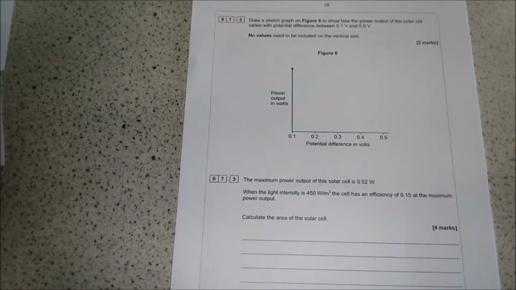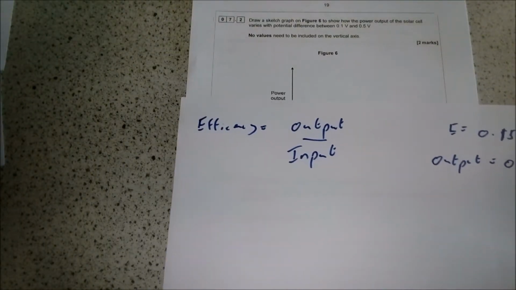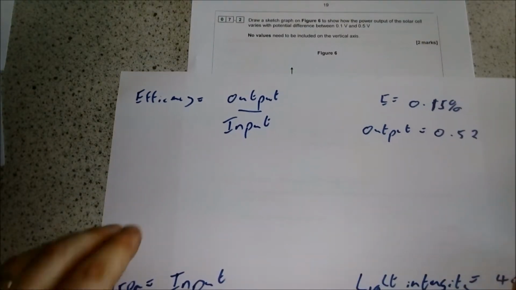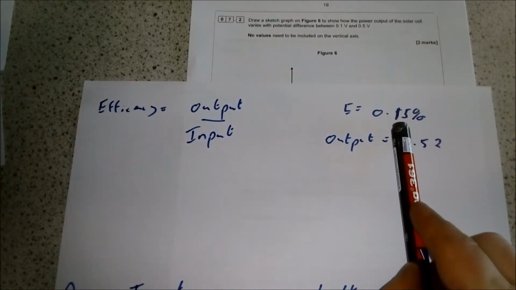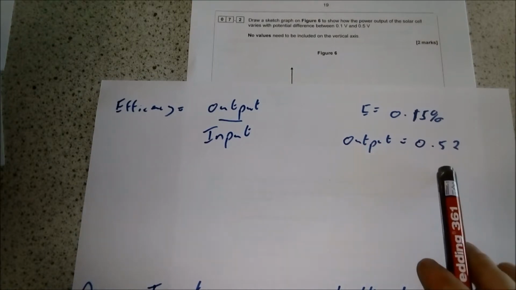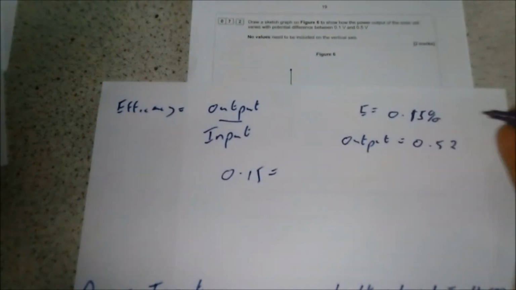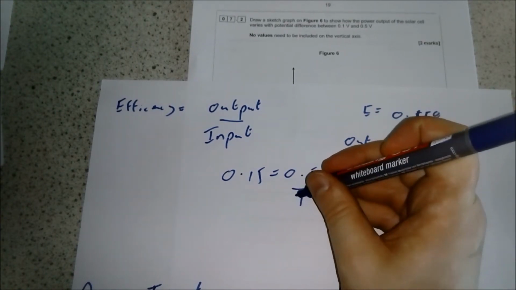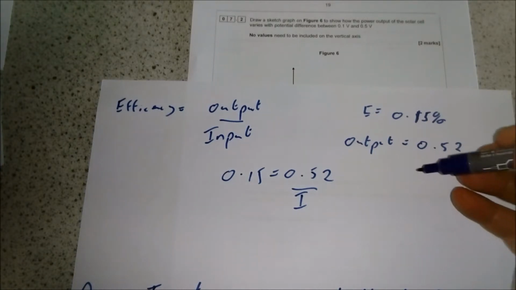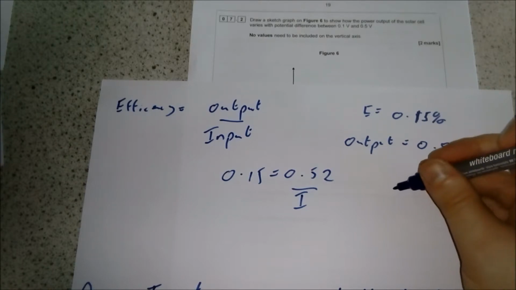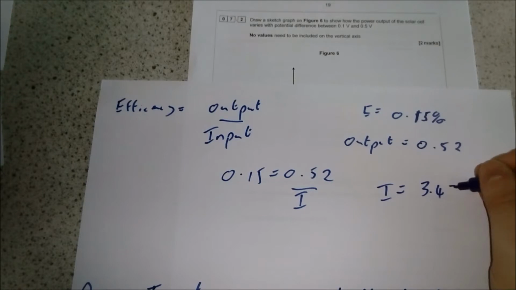Moving on. So the maximum power output from a solar cell is 0.52 watts. When the light intensity is 450 watts per meter squared, the cell has an efficiency of 0.15 at its maximum power output. Calculate the area of the solar cell. So for this one, the first equation that we need to use is the one for efficiency. Efficiency is our output energy divided by input. We know that the efficiency is 0.15 and the output is 0.52, so we can put that in. 0.15 is equal to 0.52 divided by our input. If we rearrange that, we end up with the input energy working out as 3.47 watts.